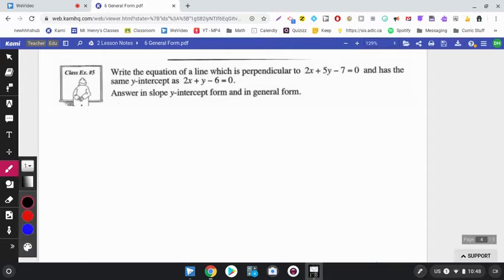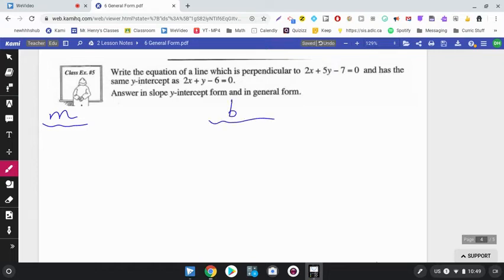And with slope y-intercept form, I need 2 things. I need to find the slope, and I need to find the y-intercept. Somewhere in the question, it gives me the information about the slope and the y-intercept. So write the equation of a line which is perpendicular to this line, 2x plus 5y minus 7. I'm going to look at that one, 2x plus 5y minus 7. I need to find the slope of that line, and then that'll tell me a perpendicular one.